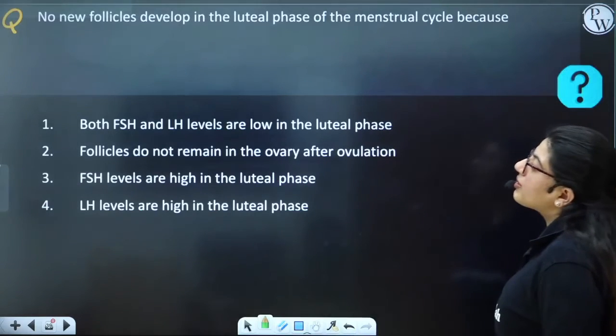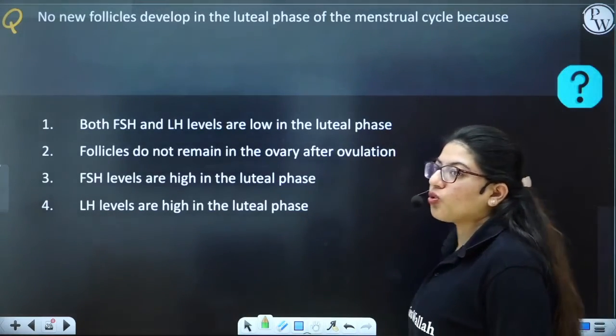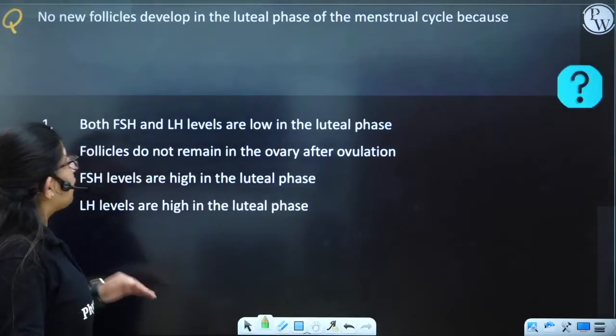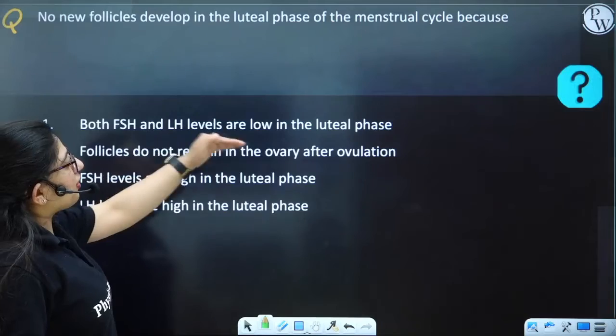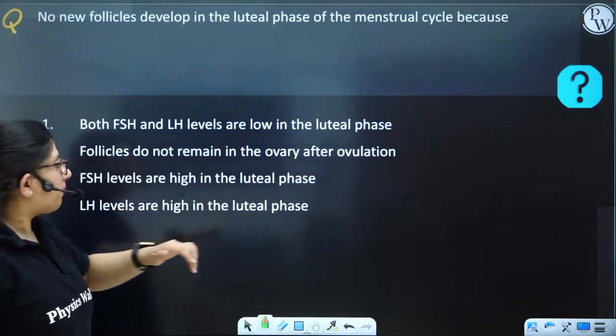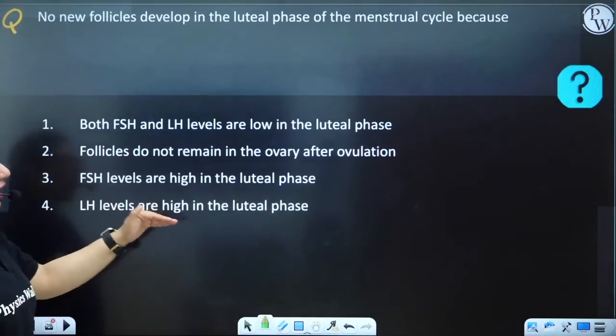No new follicles develop in the luteal phase of the menstrual cycle, because why is there no new follicle formation during the luteal phase? First, both FSH and LH levels are low in the luteal phase. Second, follicles do not remain in the ovary after ovulation. Third, FSH levels are high in the luteal phase. Fourth, LH levels are high in the luteal phase.